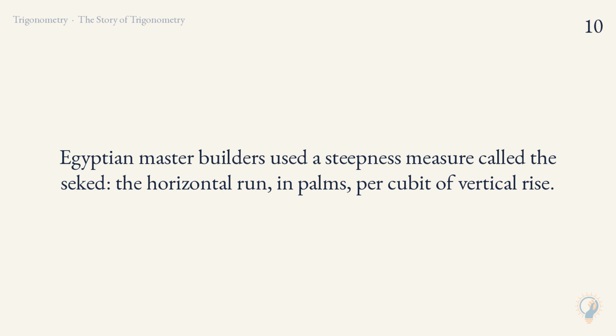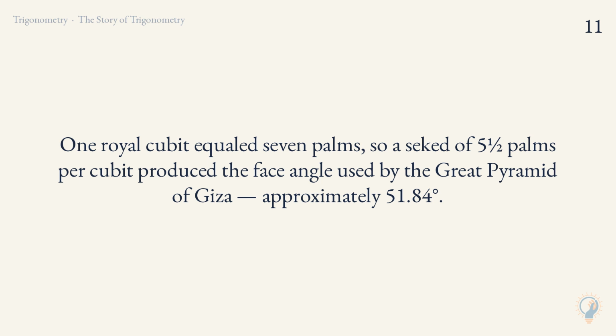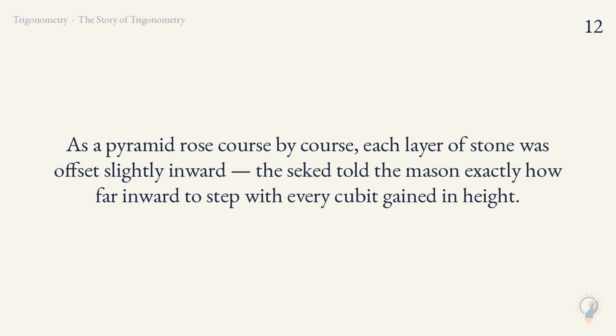Egyptian master builders used a steepness measure called the seked, the horizontal run, in palms, per cubit of vertical rise. 1 royal cubit equaled 7 palms, so a seked of 5.5 palms per cubit produced the face angle used by the Great Pyramid of Giza, approximately 51.84 degrees. As a pyramid rose, course by course, each layer of stone was offset slightly inward. The seked told the mason exactly how far inward to step with every cubit gained in height.